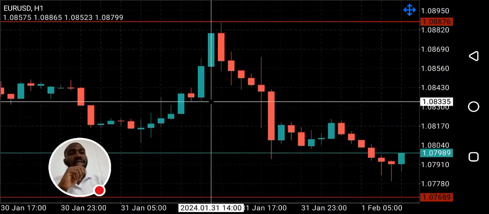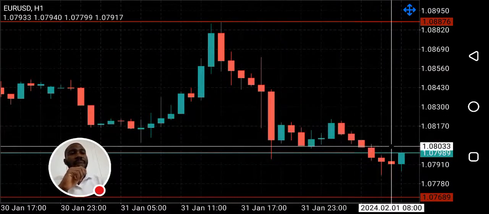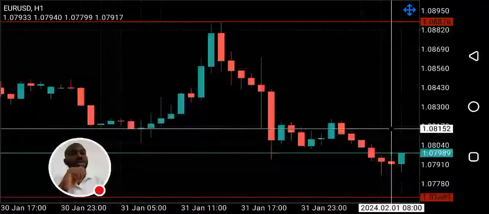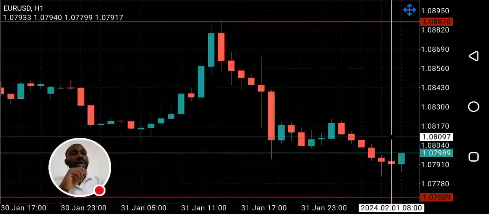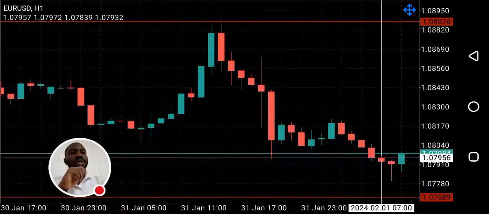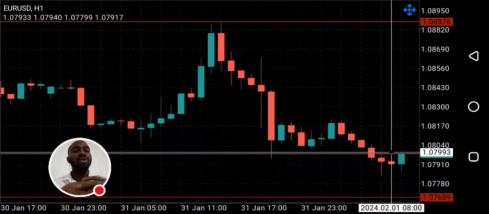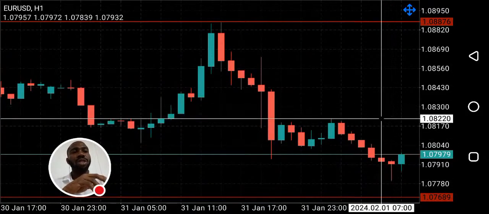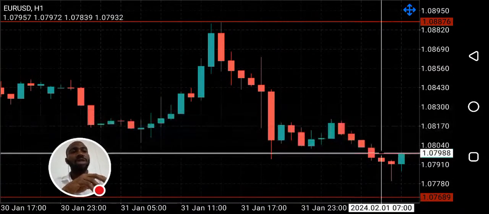You can see here this is a bearish hammer. This is also a bearish hammer. These are bearish hammers. After the formation of a bearish hammer, you should wait for the next candle to close bullish before you execute the trade.